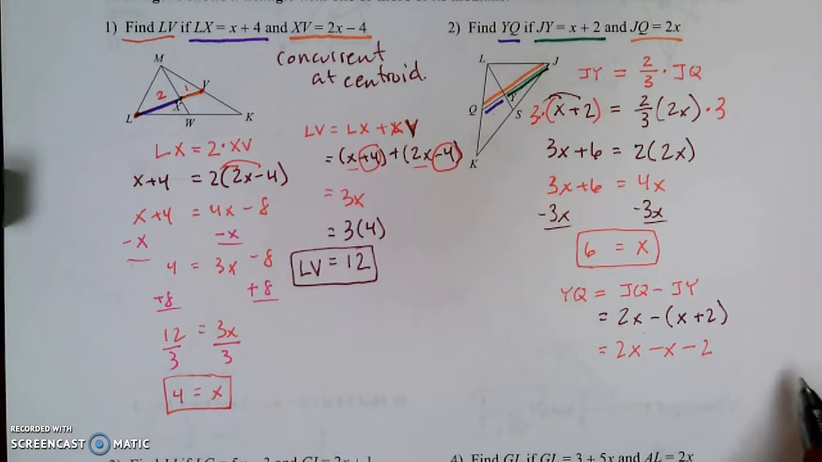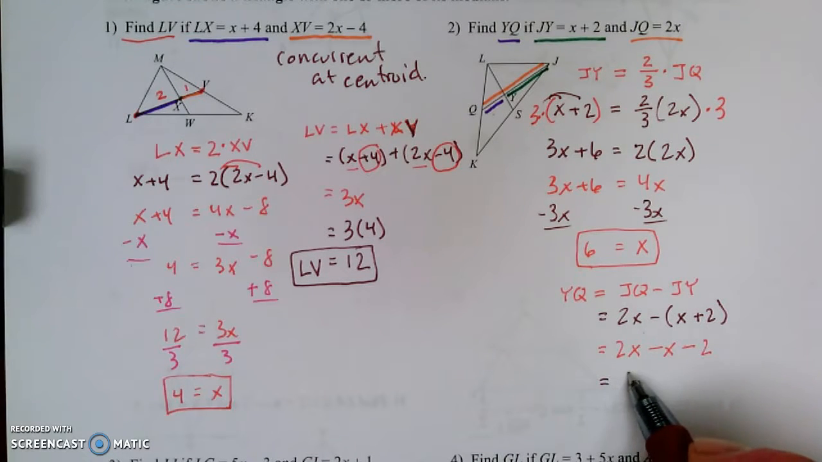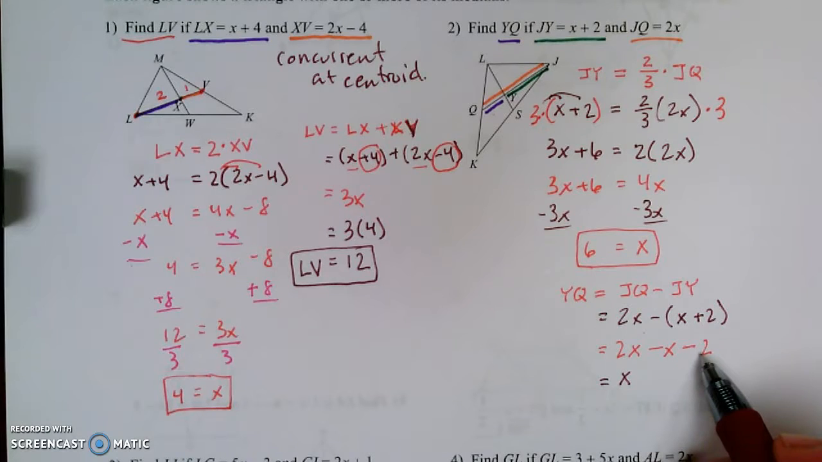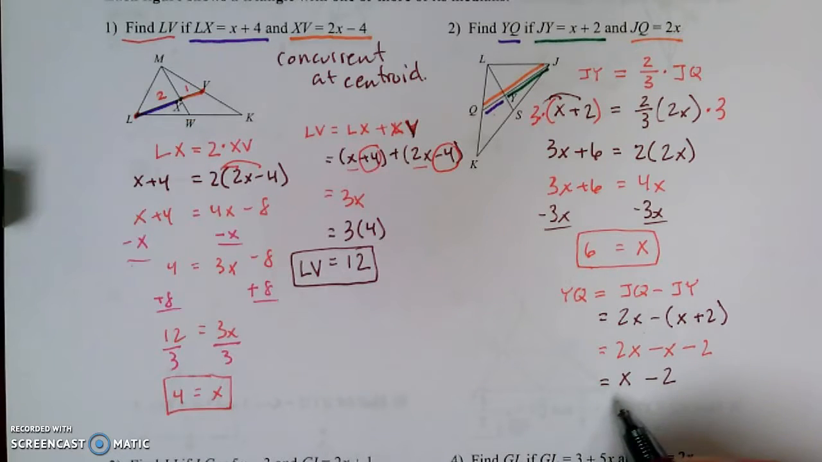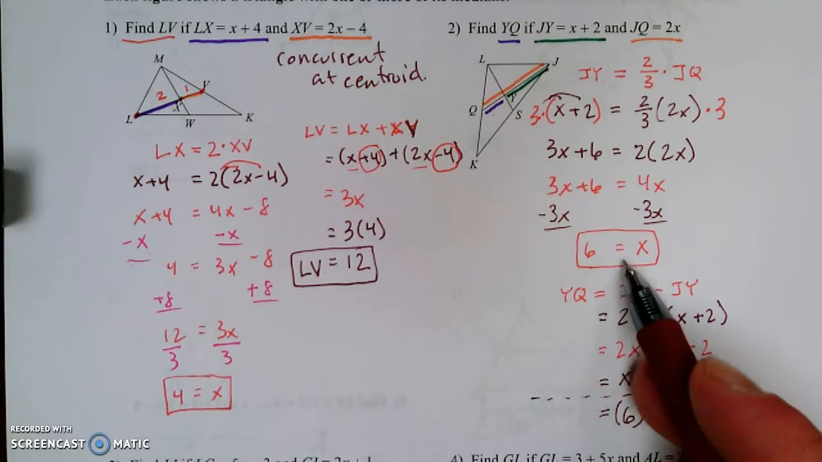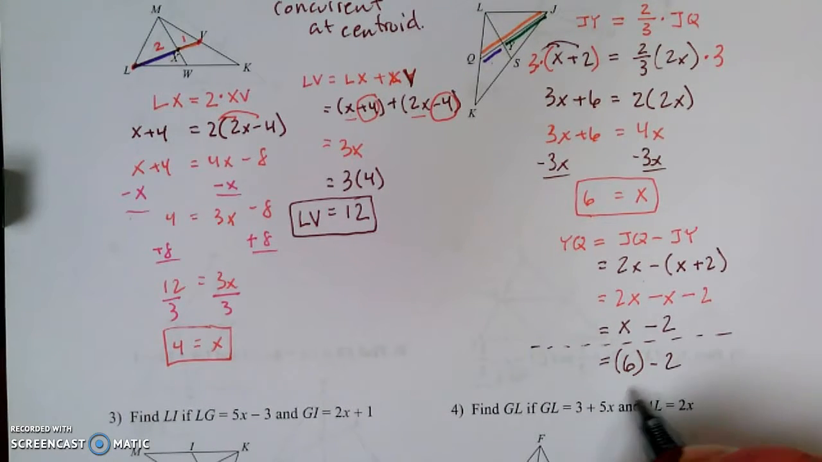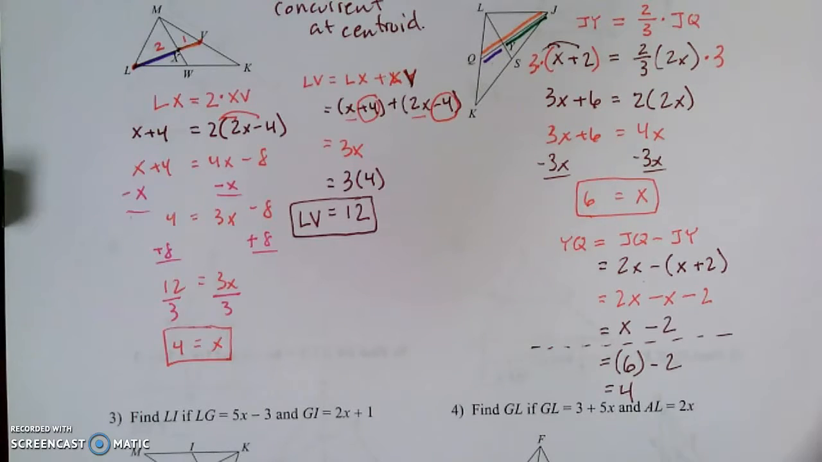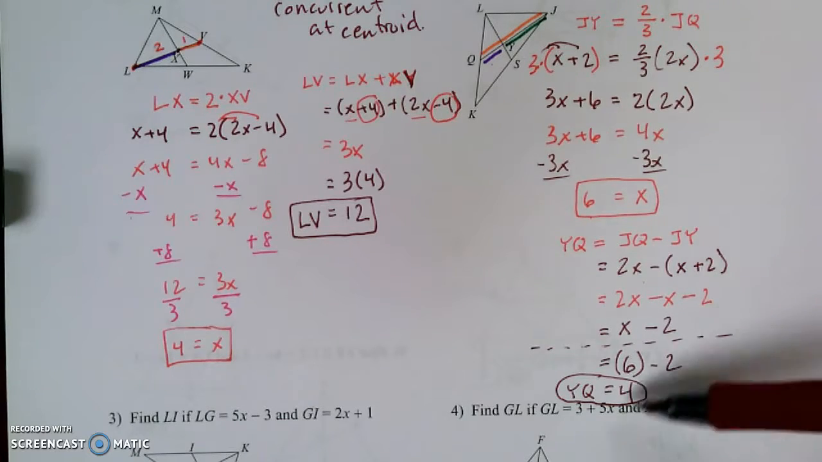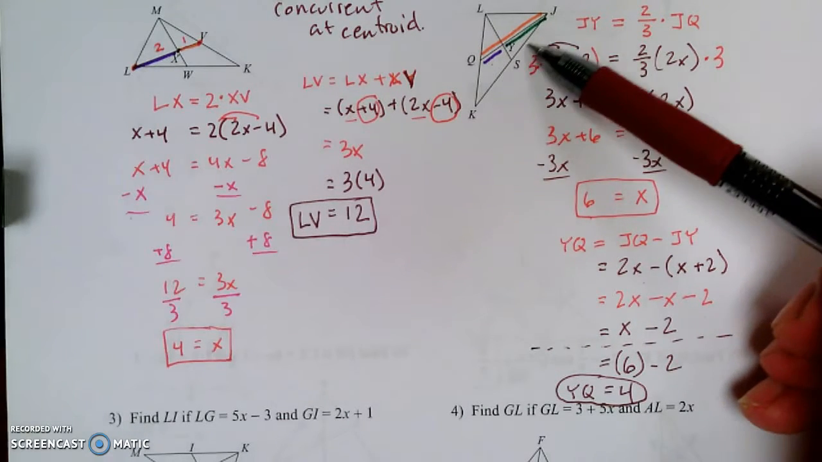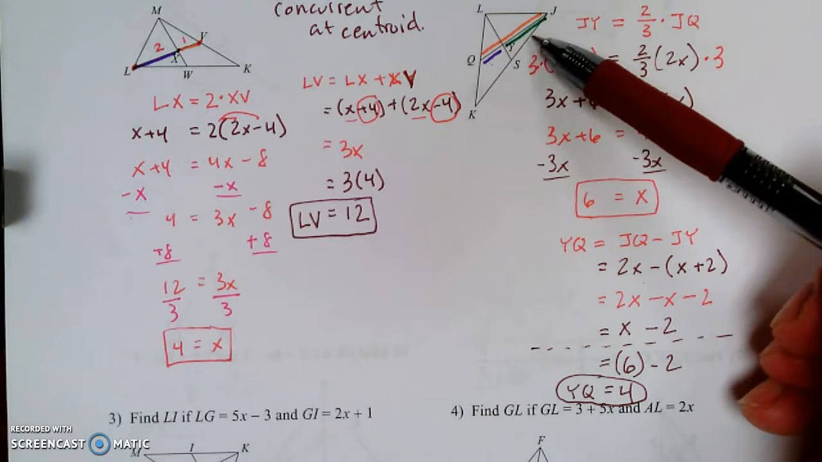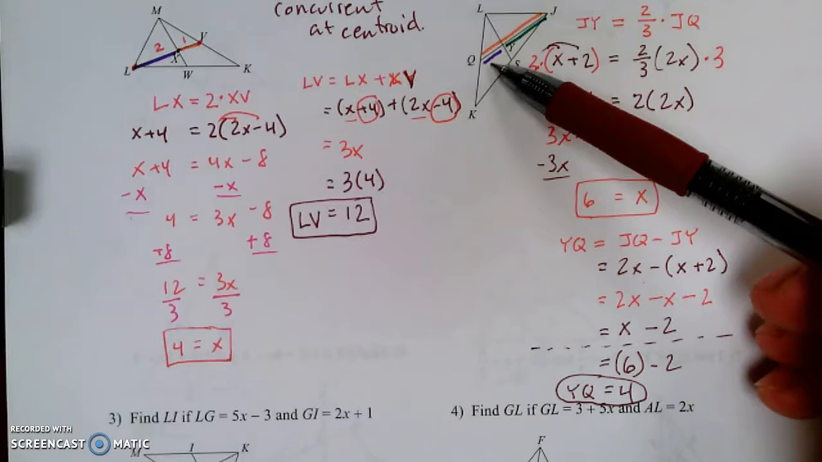So let's see. 2x and a negative x is simply x, and then this negative 2 just stays there. So we simplified our expression, and now we're going to substitute. I'm going to put a little dotted line in here. We're going to substitute our value for x, which was 6, from up above here. 6 minus 2 is 4. So YQ equals 4. And if we were to go back, if YQ is 4, then JY should be 8, because it's twice as big as YQ.